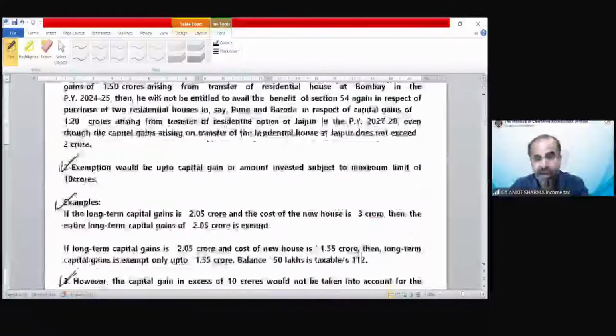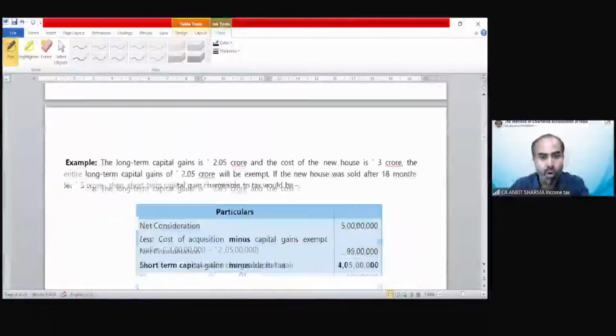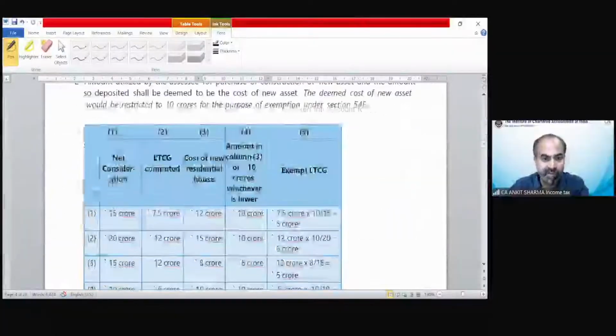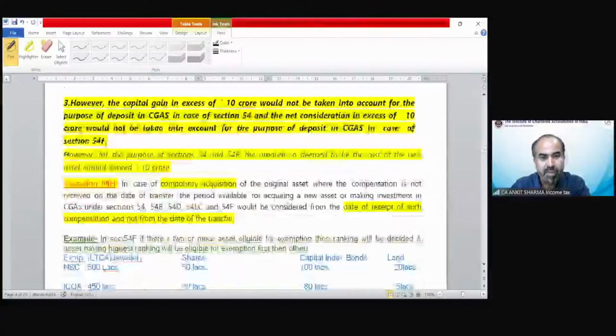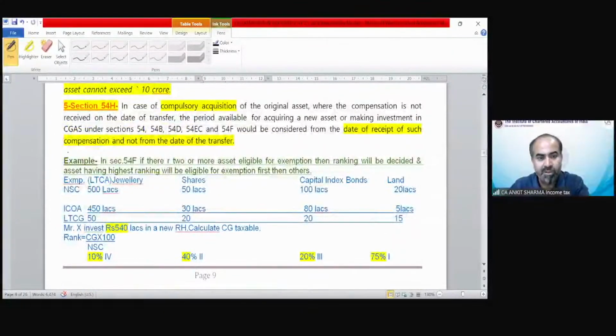I have already prepared a question of section 54F, which is over here, a solved example. So you will understand why it is that important.